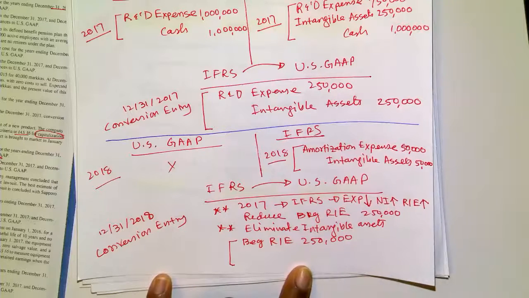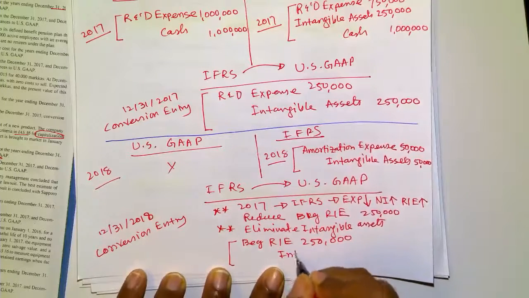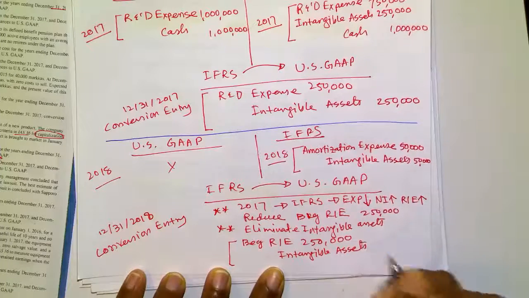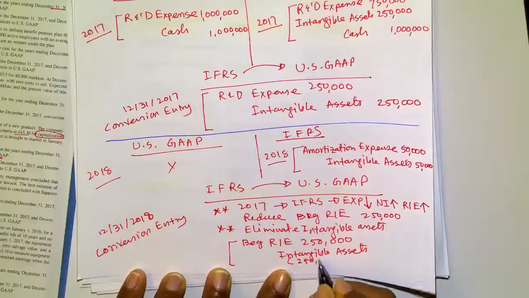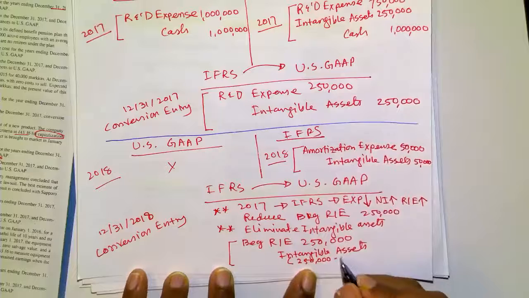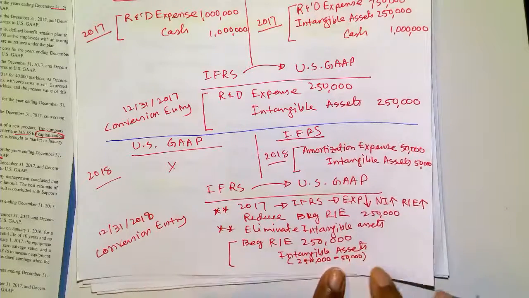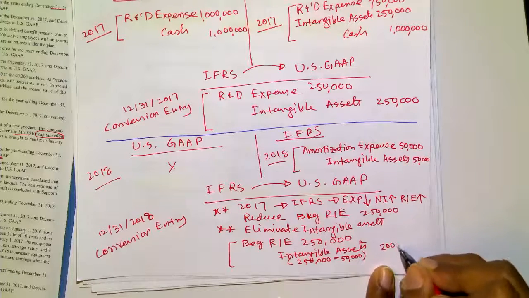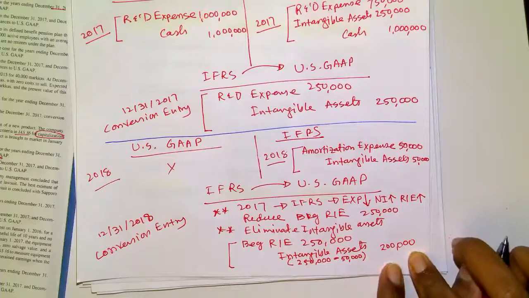I have to eliminate intangible assets. GAAP will never allow these intangible assets. So I will credit intangible assets. But how much? Intangible was originally 250. IFRS already reduced it because of first year's amortization of 50,000. So currently their balance sheet shows the intangible as 200,000. So I'm going to reduce the intangible assets by 200,000.